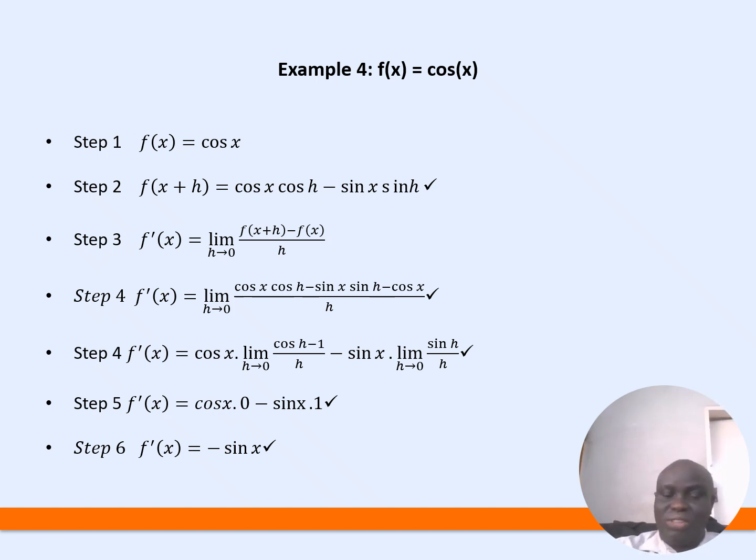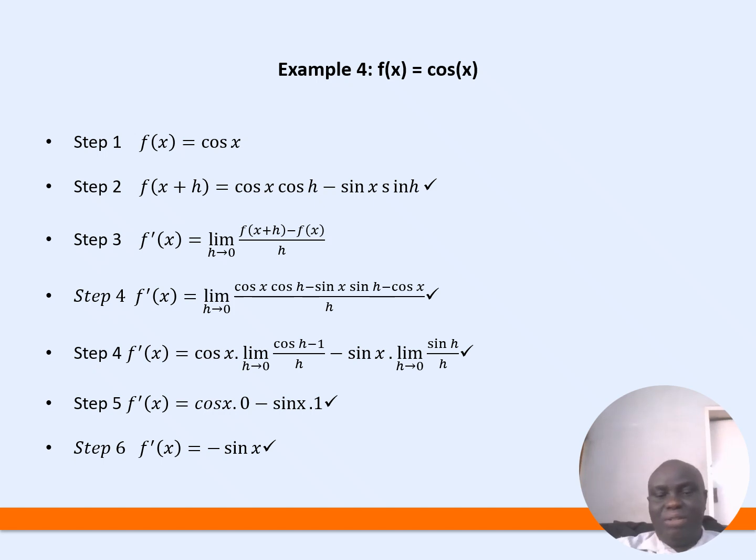That's why you have your cos x here, and you now put everything all over h. When you apply cos x here, you factorize. When you factorize, you will get cos x cos h minus cos x. After factorization, it will be cos x into bracket cos h minus 1.